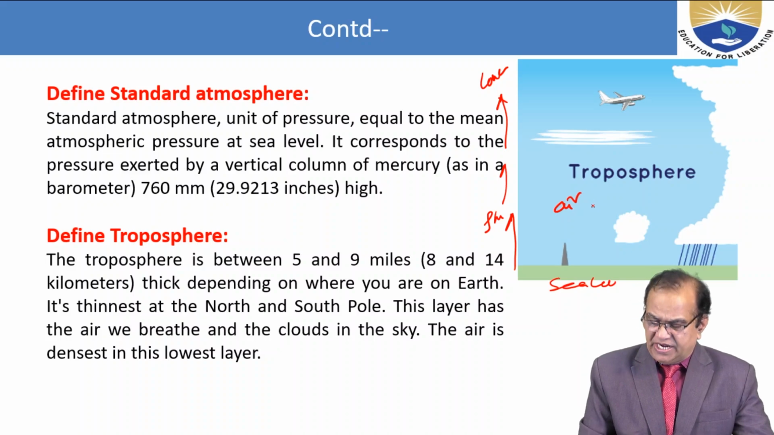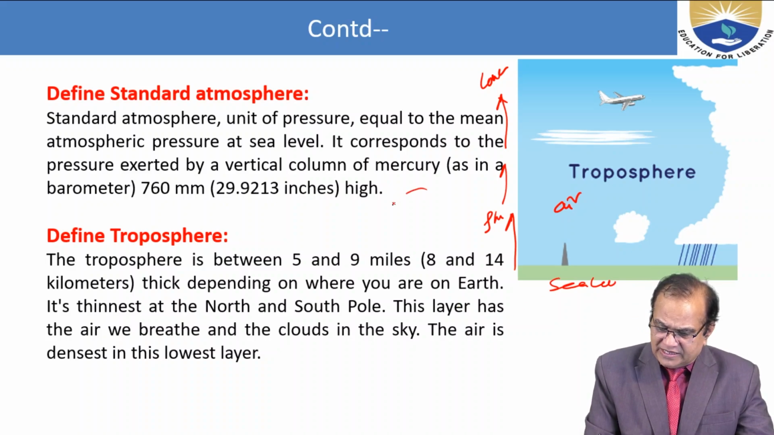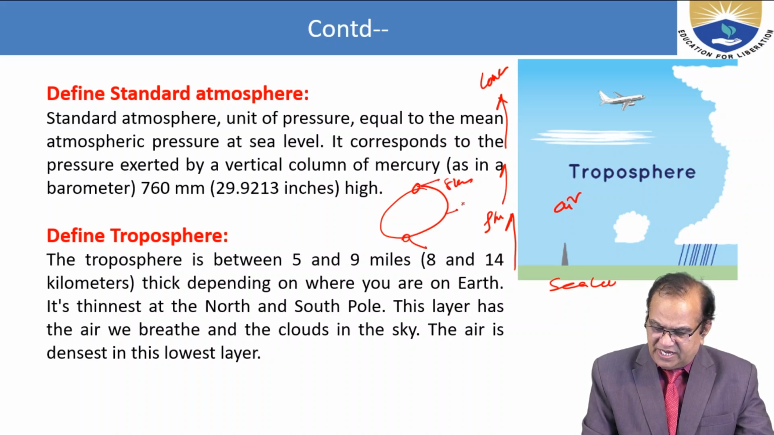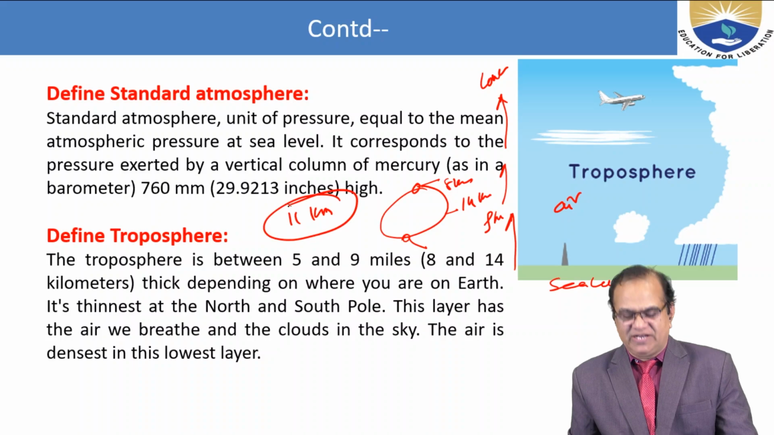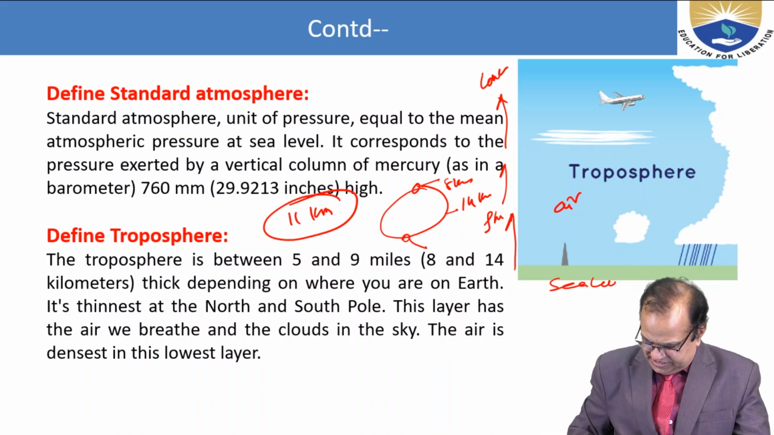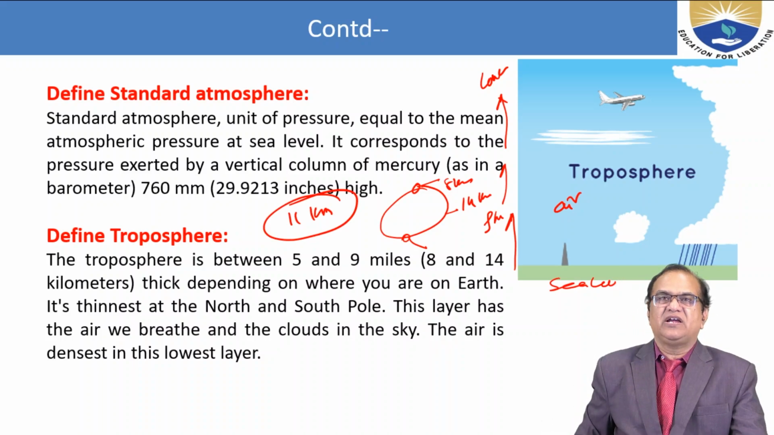This height is dependent upon the earth. These are the two poles. From here it is 8 kilometers, but if you are here, it is 14 kilometers. On average we take 11 kilometers. The average height is 11 kilometers. So this is the explanation for the troposphere.